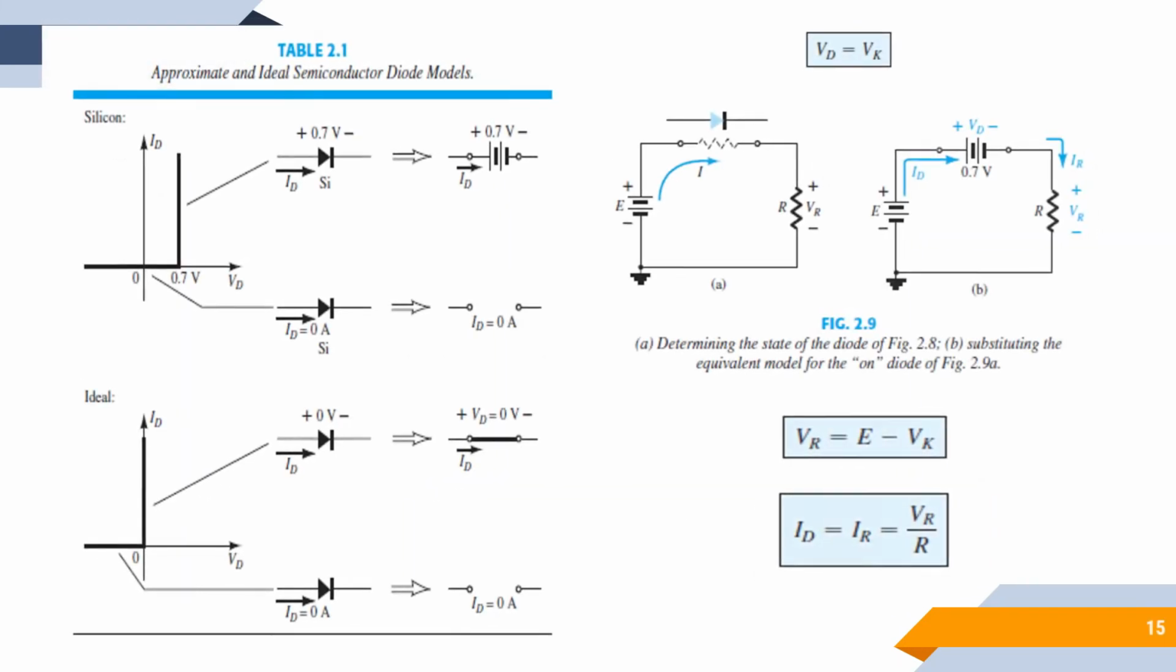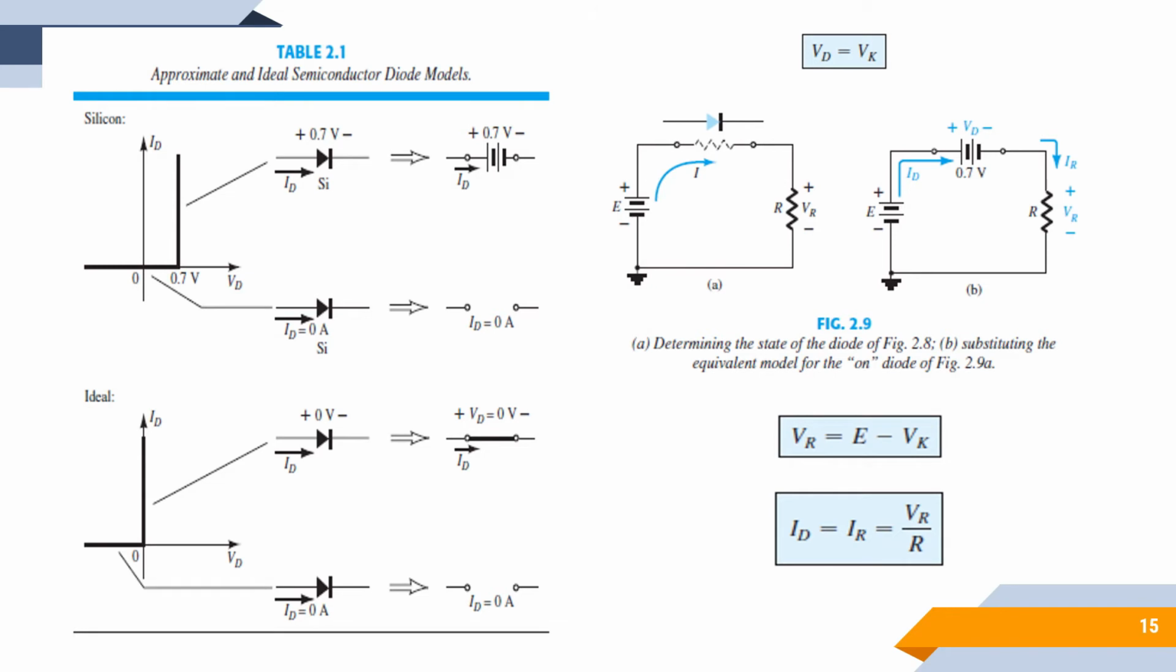So, makikita natin sa slide na ang silicon ay merong 0.7 volts at ang ideal naman ay merong 7 volts. So, tignan natin ito sa approximate and ideal semiconductor diode models. Ngayon, let us take note yung mga formula na gagamitin, which is VD is equals to VK, VR is equals to E minus VK, and ID is equals to IR is equals to VR over R.